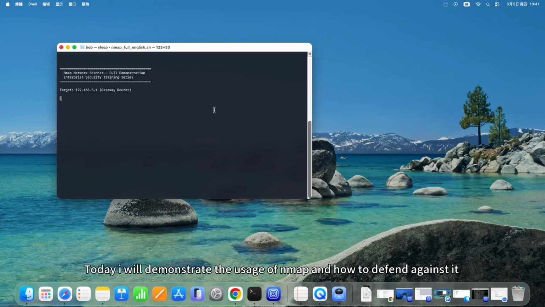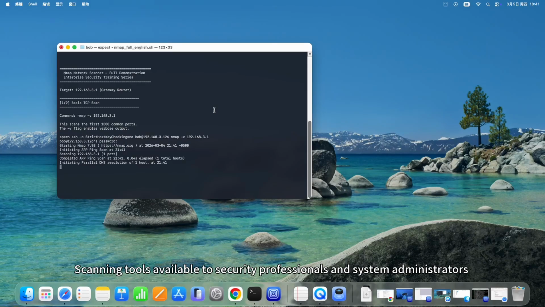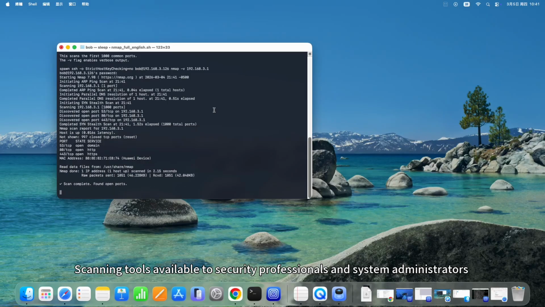Today, I will demonstrate the usage of Nmap and how to defend against it. Nmap, short for Network Mapper, is one of the most powerful network scanning tools available to security professionals and system administrators. Let's start with the basics.